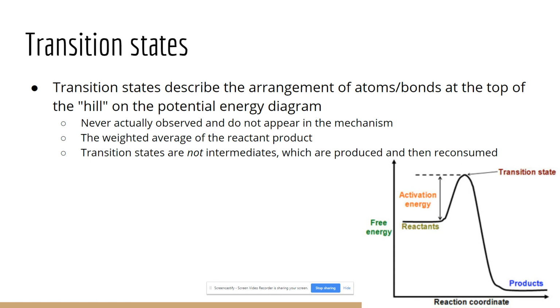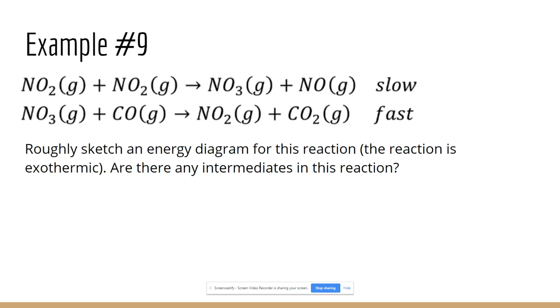And the stability of the transition state determines the activation energy. So if you have a really, really unstable transition state, the activation energy is going to be really high, and you'll have a really low reaction rate. And if there's a way to, say, stabilize the transition state, then there's a way to lower the activation energy. Pause here.